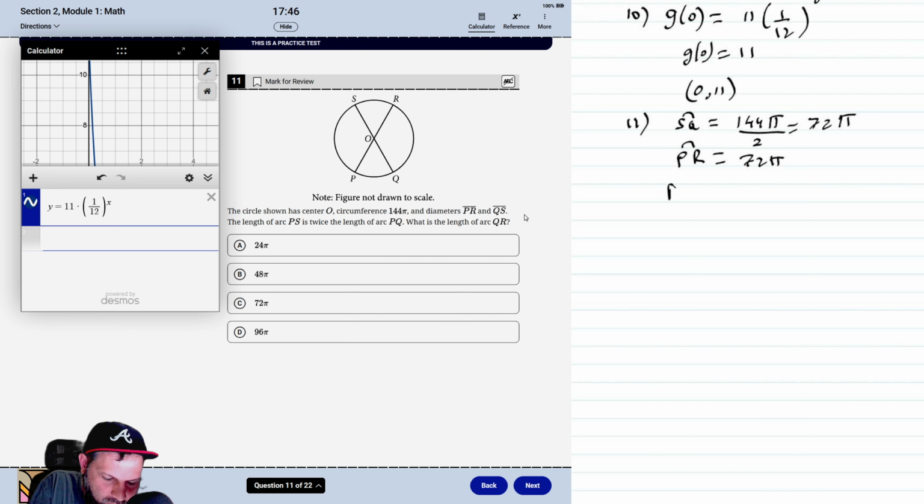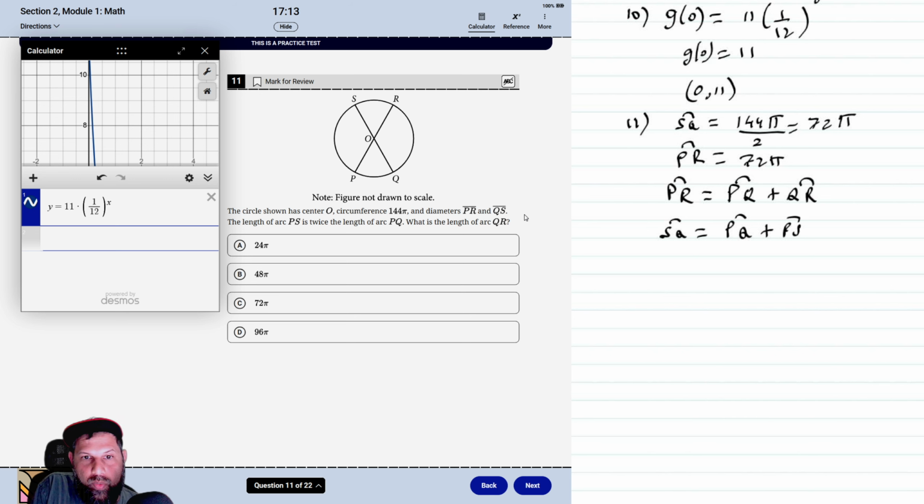And then arc PR is actually a sum of arc PQ plus QR, PQ plus QR. And for SQ, that's also going to be equal to PQ plus PS. And we are given that the length of arc PS is twice the length of PQ. So PS is going to be equal to 2PQ.